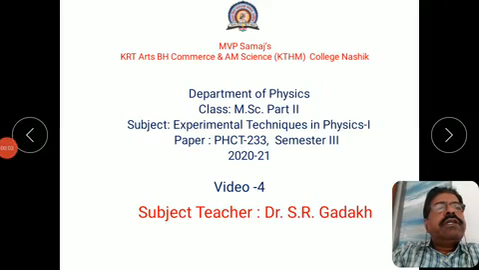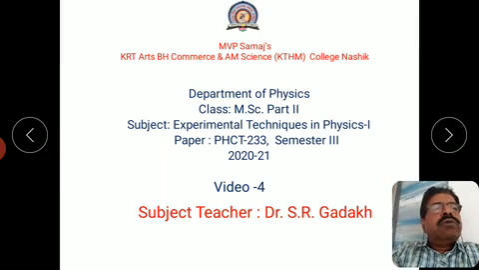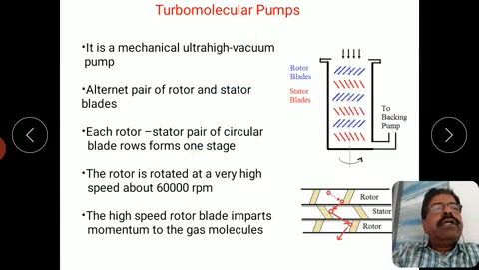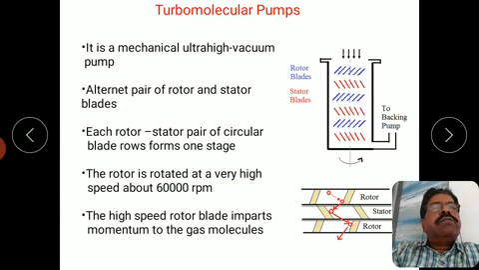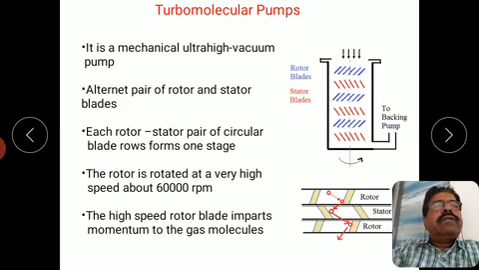Last time we studied the first type of momentum transfer vacuum pump, the molecular drag pump. Today we are going to study the second type of momentum transfer pump. It is the turbomolecular pump. The turbomolecular pump is a mechanical ultra high vacuum pump. Mechanical means there are driven parts.